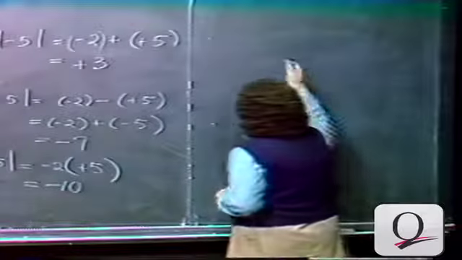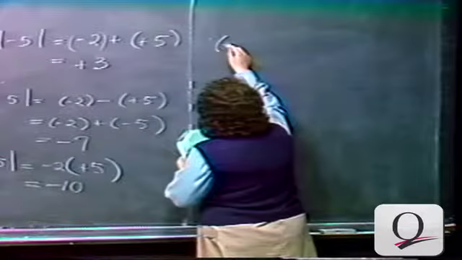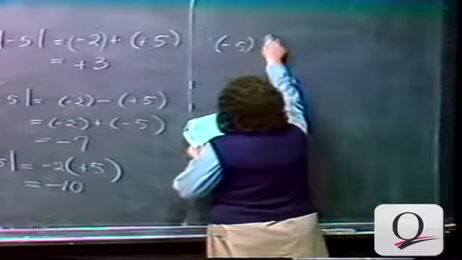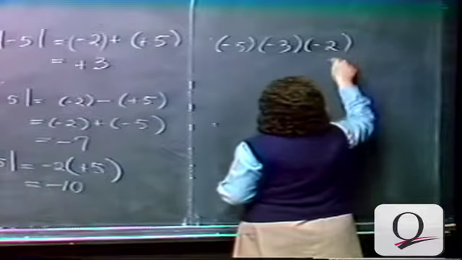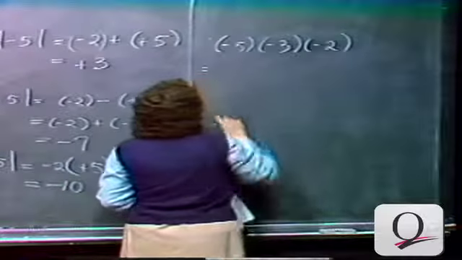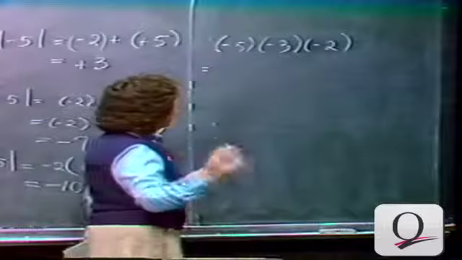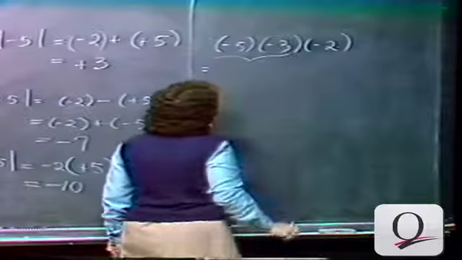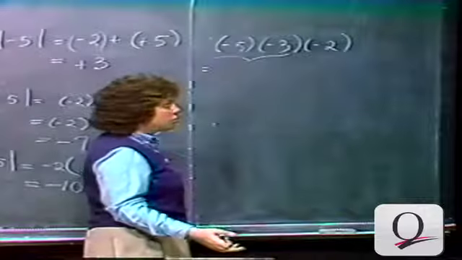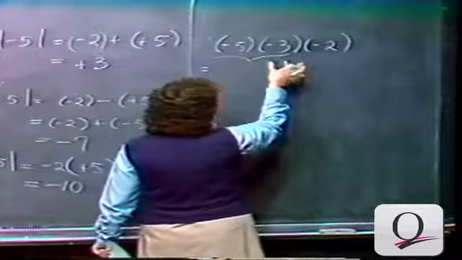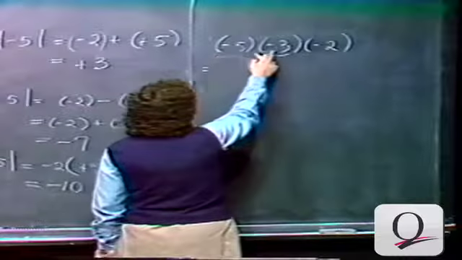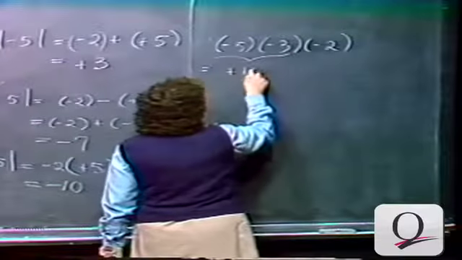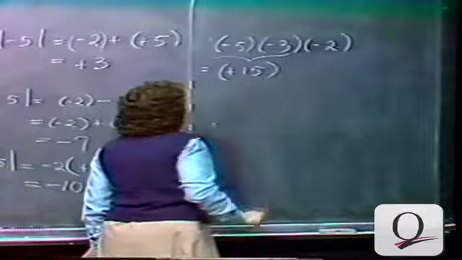Okay, let's try another example. Suppose we're multiplying and we have more than 2 numbers to multiply. Minus 5 times minus 3 times minus 2. What do we do in this case? Well, we can group them in some way. For example, we could take the first 2 numbers, multiply them together, and take that product and multiply it by minus 2. Well, minus 5 times minus 3 is plus 15.